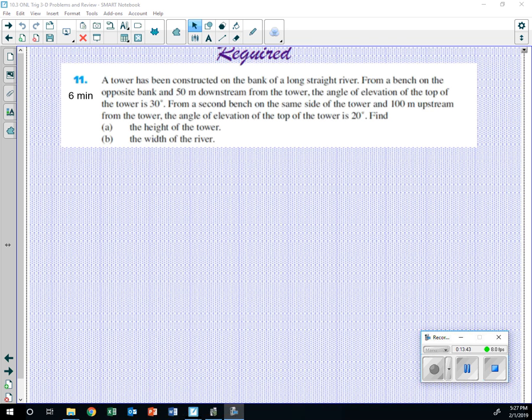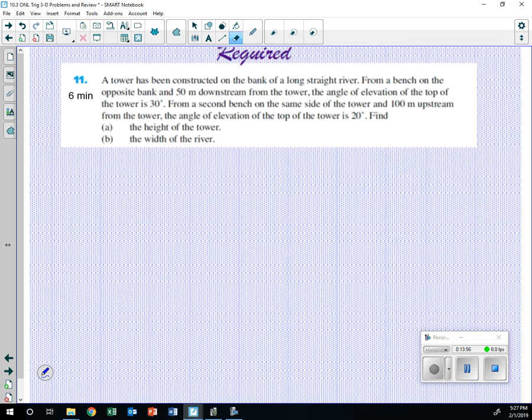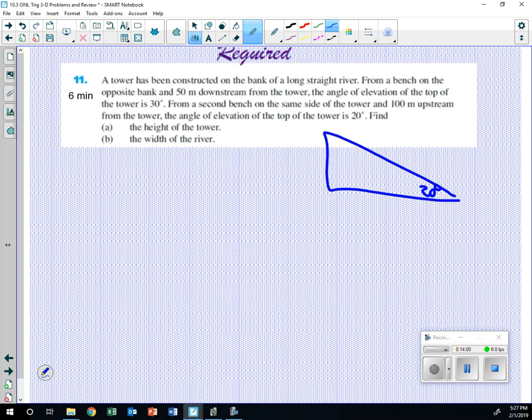Well, something interesting happened. My entire screen just blinked out and we lost the whole file. But remember, on the one triangle, we had the tangent. This was 20. This was h. This was 100. So we said h was 100 times the tangent of 20.